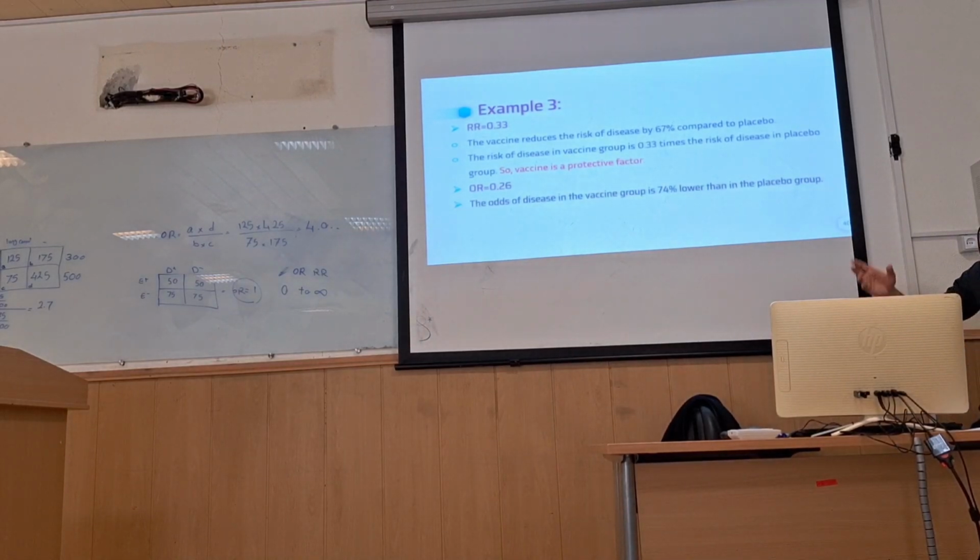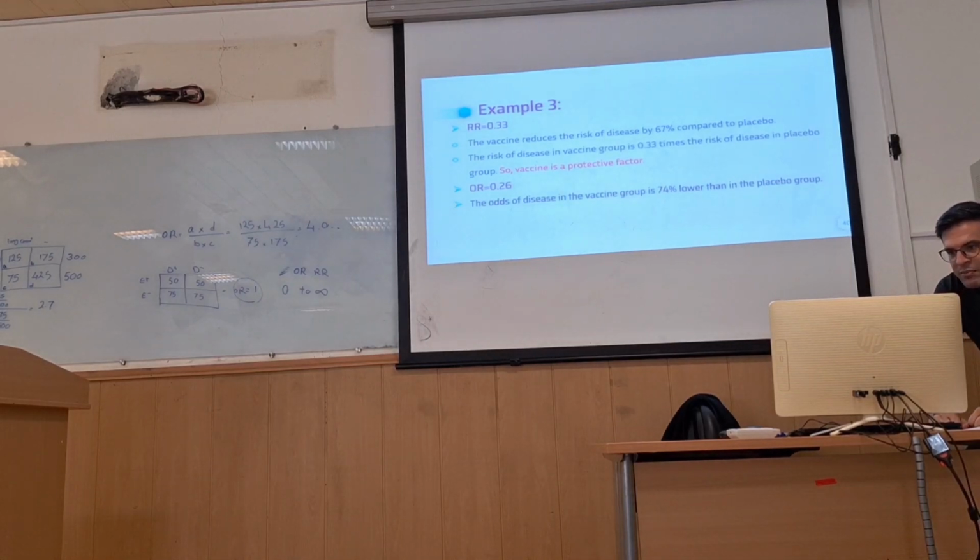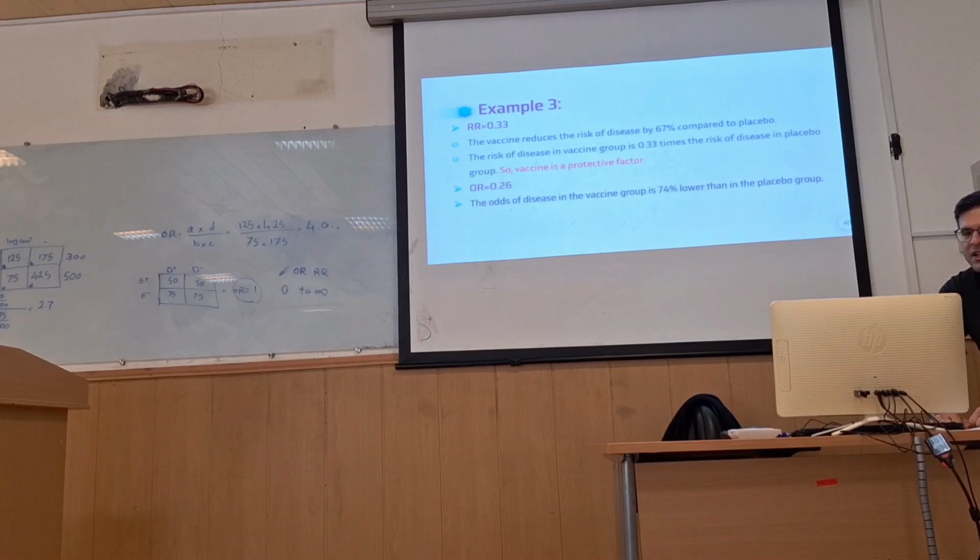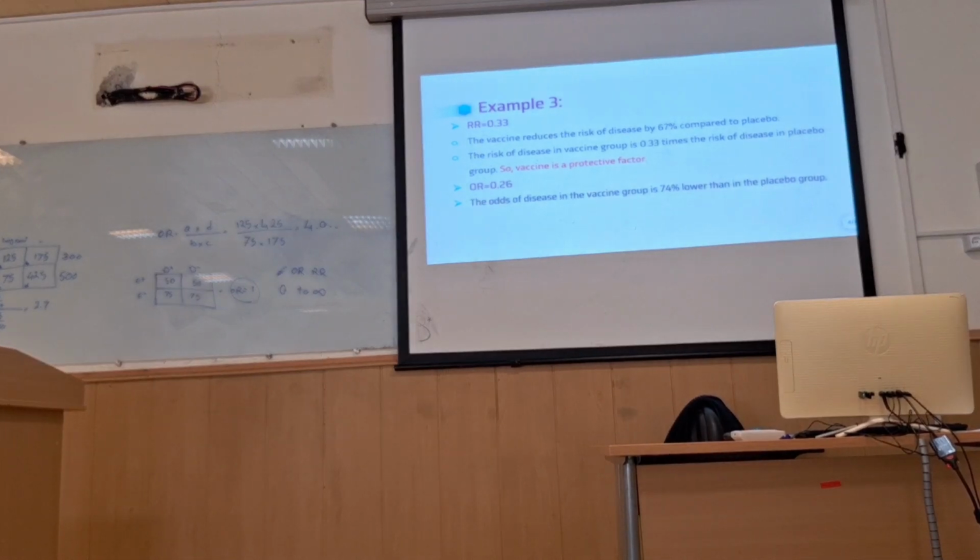Another interpretation of this value: a vaccine reduces the risk of disease by, for example, 67% compared to placebo. It's a different type of interpretation. Or, for example, the risk of disease in the vaccine group is 0.3 times the risk of disease in placebo, and so on. It means the vaccine is a protective factor.